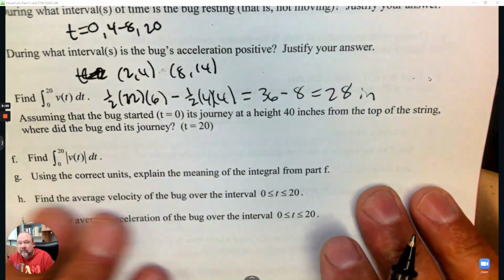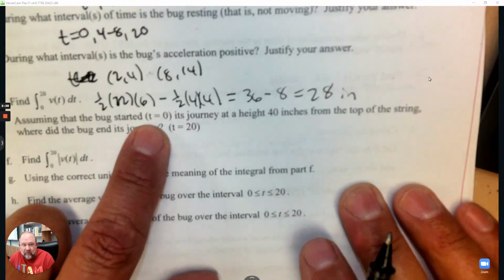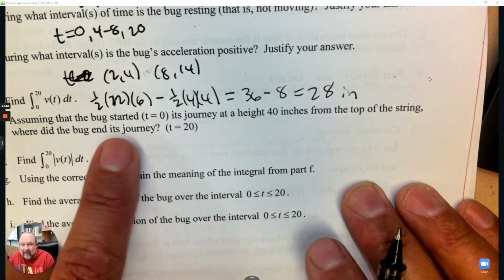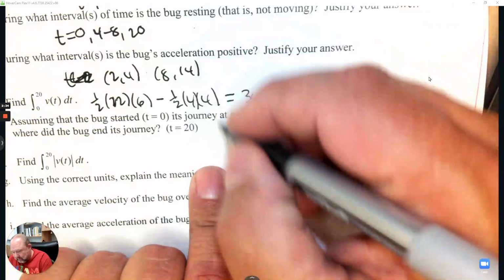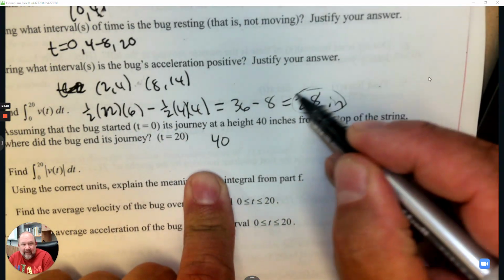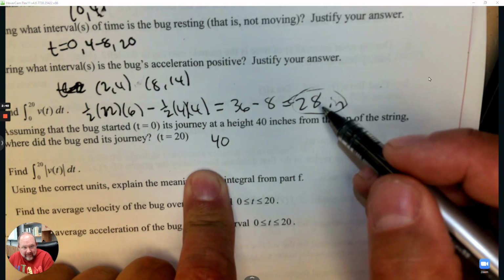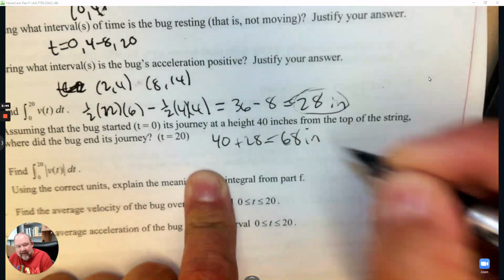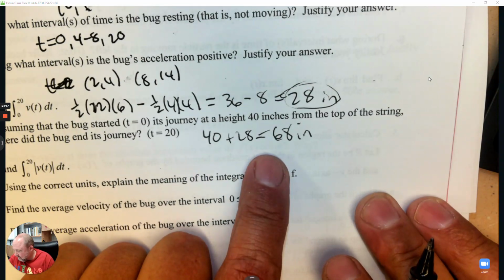Then the question is, assuming the bug started its journey at 40 inches on that vertical thing, where did the bug end its journey? So it started at 40. From 0 to 20, it gained. So it went down and then up. But overall, the net gain was 28. So altogether, that answer is it ended its journey at 68 inches.